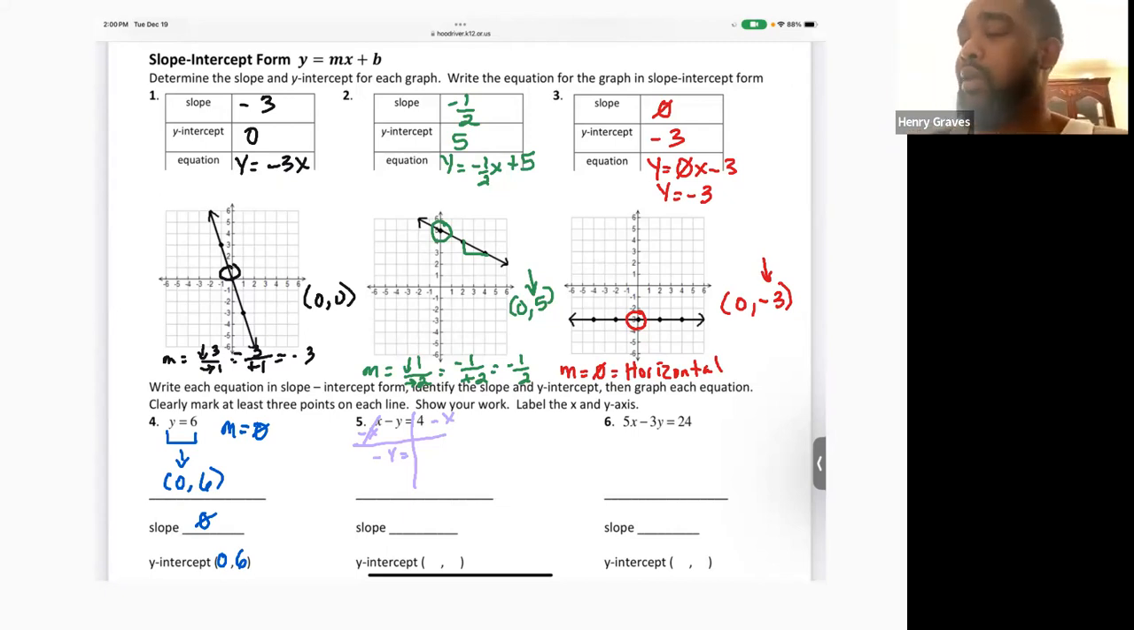This one, I had a y-intercept of (0, 6), and the slope was 0. Let me make sure I got it right. Yep, this was (0, 6). The slope for this was 1, and it was (0, -4). And this one here, the slope was equal to 5/3, and the y-intercept was (0, -8). I'm going to graph the y-intercept first, because I think that's the easiest one to do. And because on this one the slope is 0, it's going to be just a horizontal line.